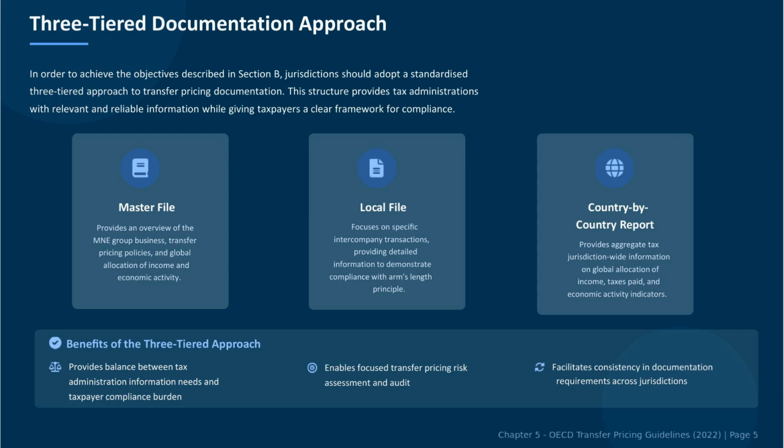It includes the master file, offering a multinational enterprise group's business overview, the local file, detailing specific intercompany transactions, and the country-by-country report, providing jurisdiction-wide income and tax data. This structure enhances risk assessment and audit consistency.